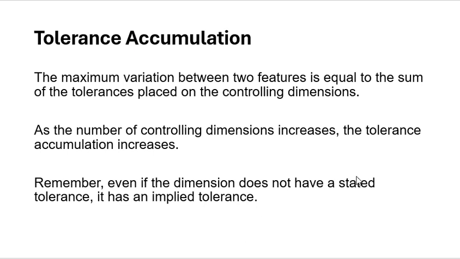And don't forget to review what you had in your dimension chapter: stated tolerance and implied tolerance, same as your dimensions. What it's saying here is that even if you don't have a stated tolerance, you might have an implied tolerance. If you don't have an implied tolerance, you might have a stated tolerance. So make sure which tolerance type you're dealing with when you do the tolerance accumulation.